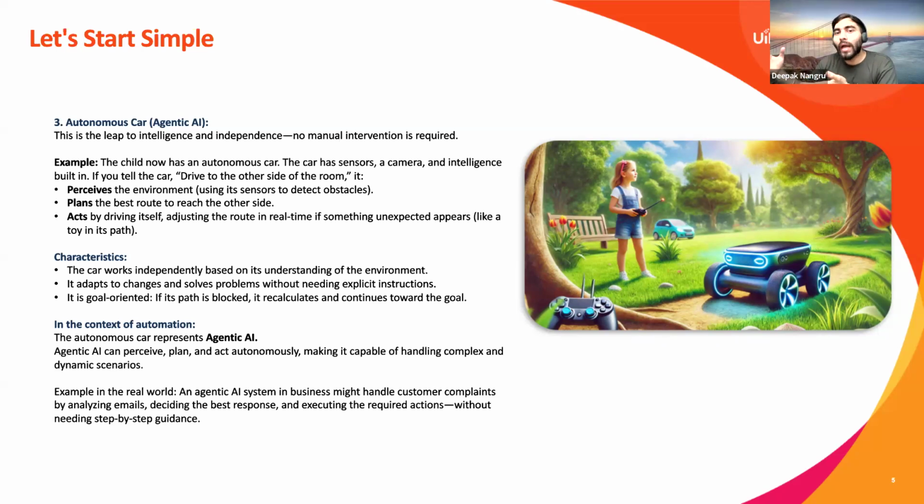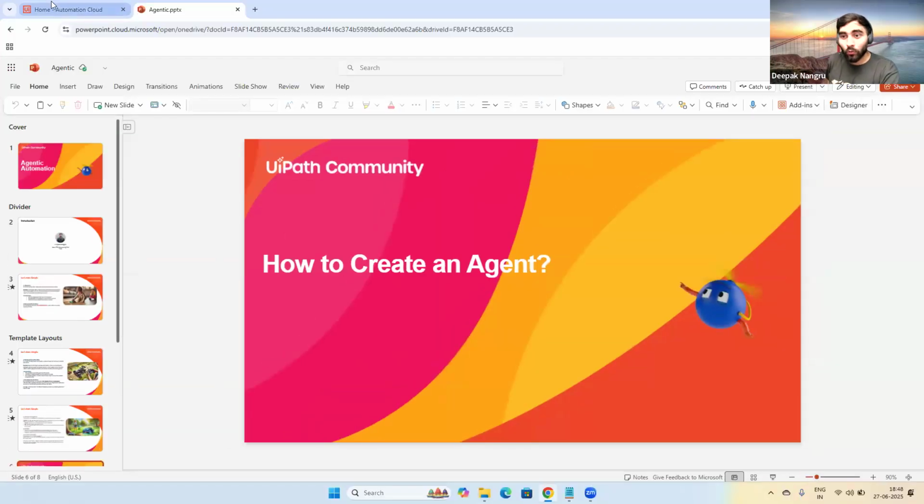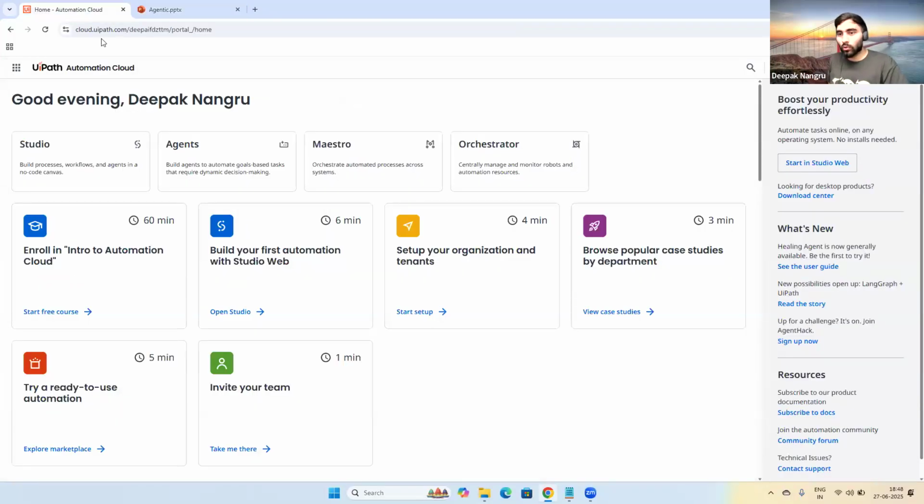So it connects to that model and it makes sense of the data that you are passing. So now we understood how the things are working. Now we see how we can create an agent in UiPath. So I hope you guys have your cloud platform ready. If not, just go to cloud.uipath.com, log in there. If you don't have an account, just create an account.